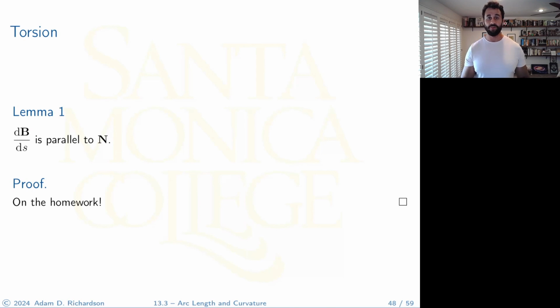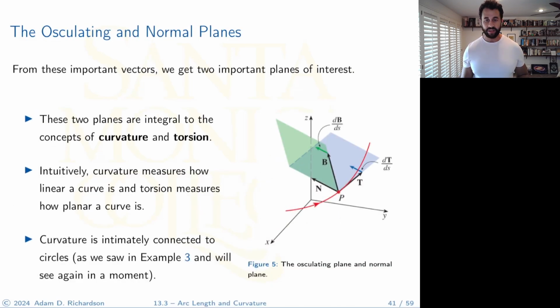What is the proof? The proof is on your homework, so you will prove this in the homework. We're not going to do it right now just to save time, because this has already taken a long time. But let me go back to that figure of the osculating and normal planes, and you can kind of see right here. So what we're saying here is that dB/ds is parallel to n. And that's what you'll prove in your homework. You might even be able to think of how you could do it. How would you prove that two vectors are parallel? There's a couple of ways, right? Okay.